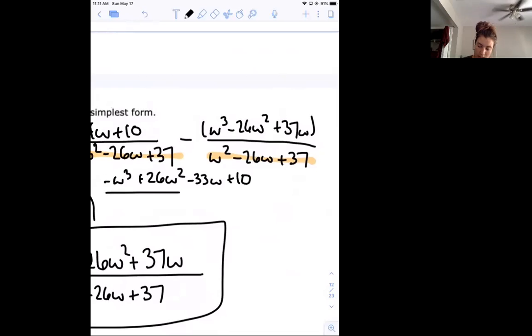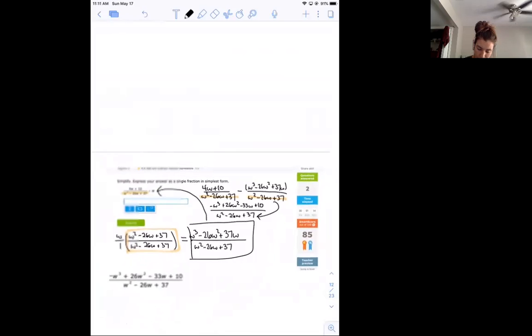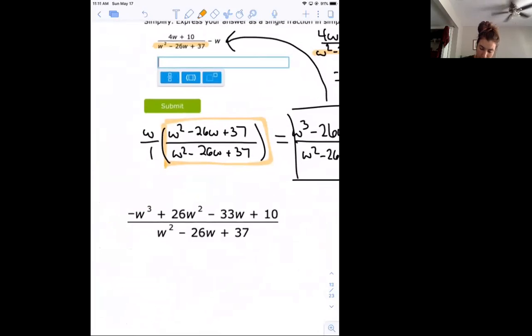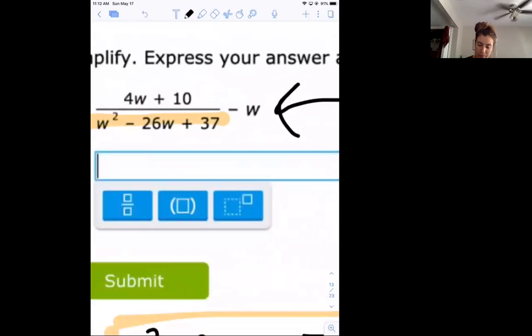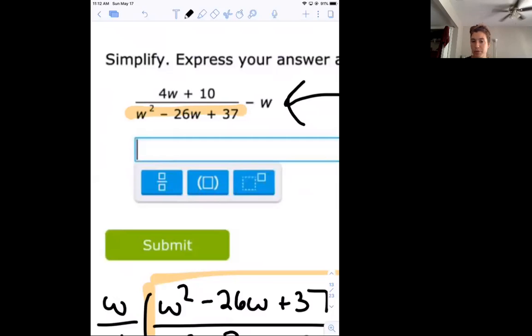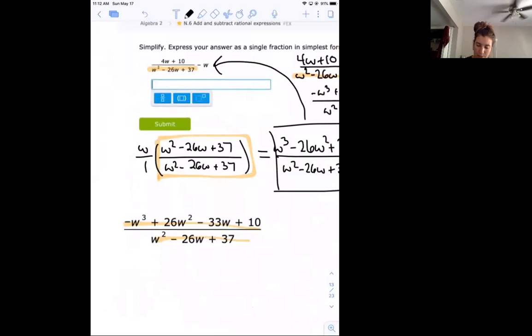Okay, and then the denominator is just the same thing, so W squared minus 26W plus 37. So I just brought the denominator down, right? And then that's your answer. Here, it's right here also. Again, helpful because now it's all in one fraction, so I can manipulate it a lot easier than just having two numbers. This might seem like a more simple form, but it's actually helpful to have it as one fraction.